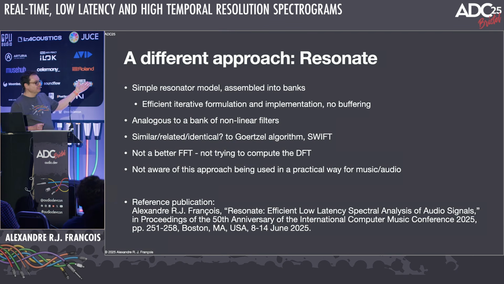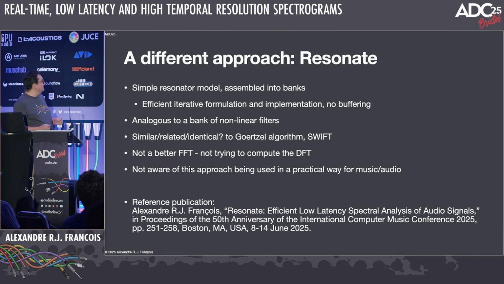There's an actual paper, a more theoretical paper in ICMC. It's online. It's based on a simple resonator model, very cheap, very easy to implement iteratively, no buffering. That's one of my mantras. It's analogous to a bank of nonlinear filters. It's probably at least similar, related, maybe identical to some existing algorithms, but I've never seen it actually used.